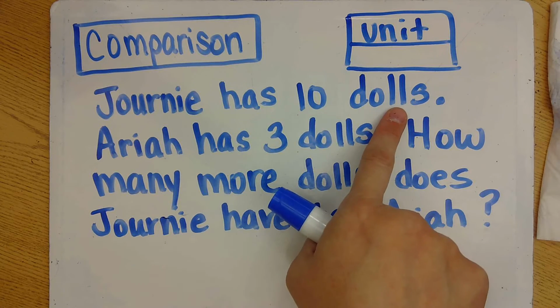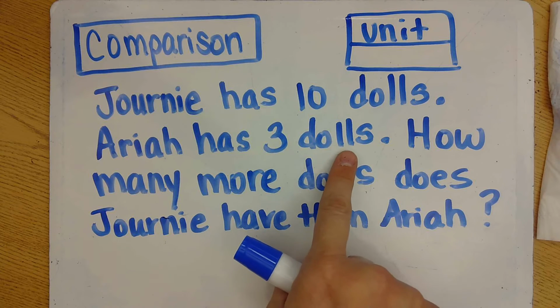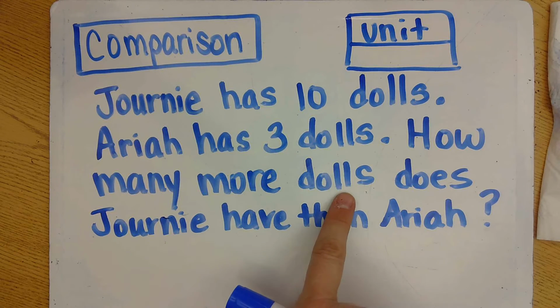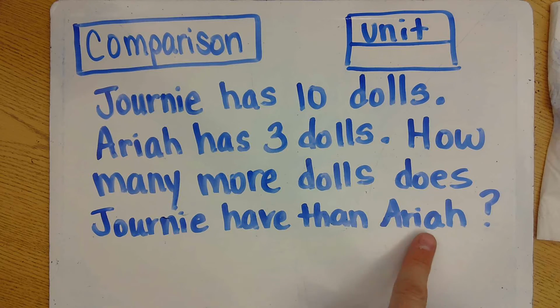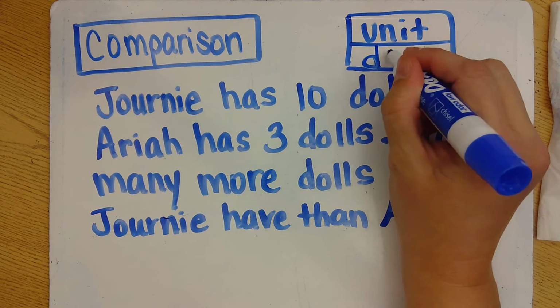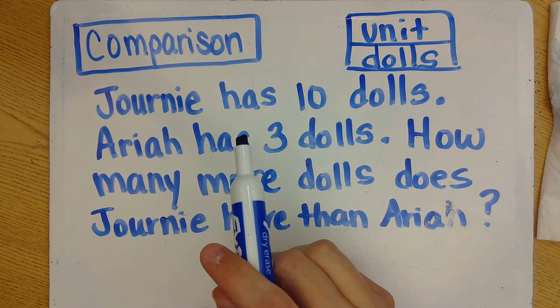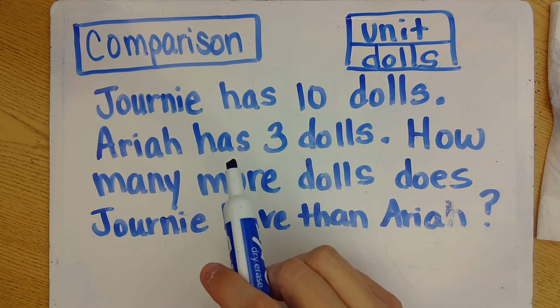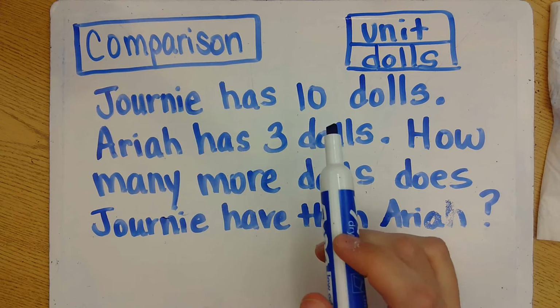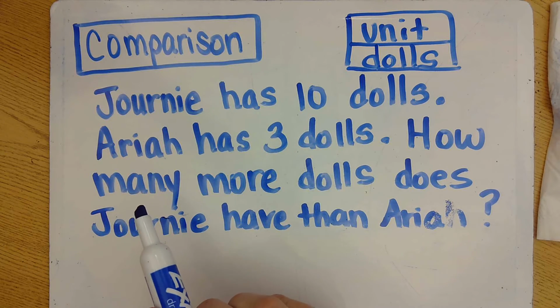Journey has 10 dolls. Araya has 3 dolls. How many more dolls does Journey have than Araya? Well, it's very clear that my unit is dolls because that's what my story is all about. It's about how many dolls these 2 friends have. So in this case, I know 2 different quantities. I know that Journey has 10. I know that Araya has 3.